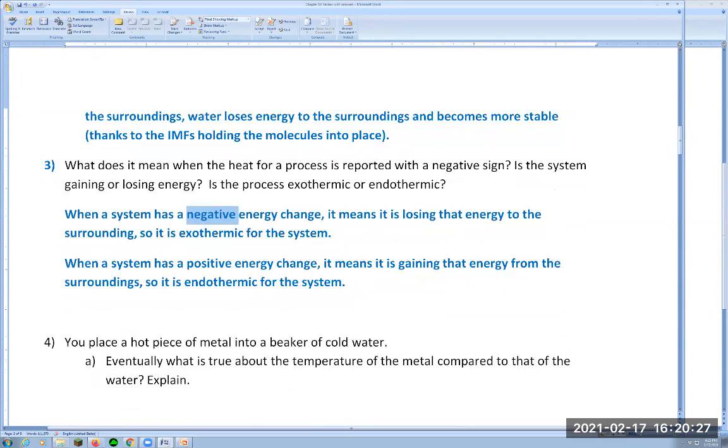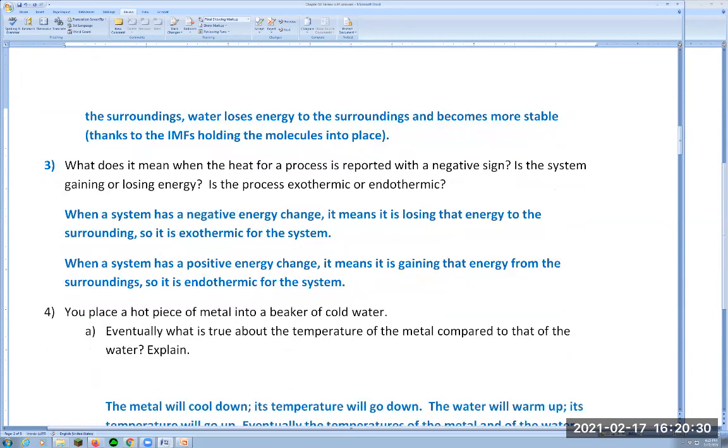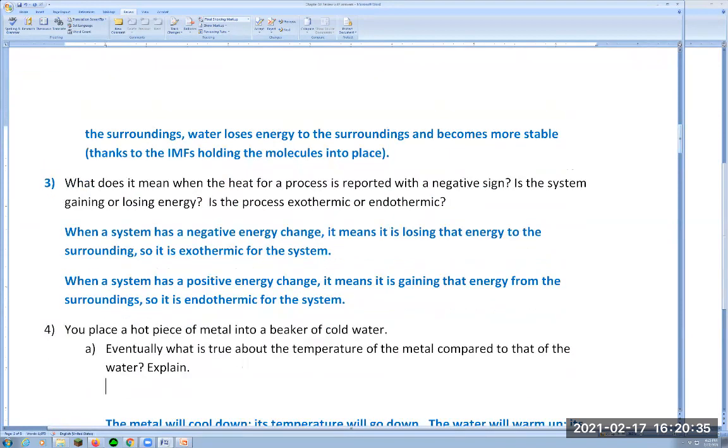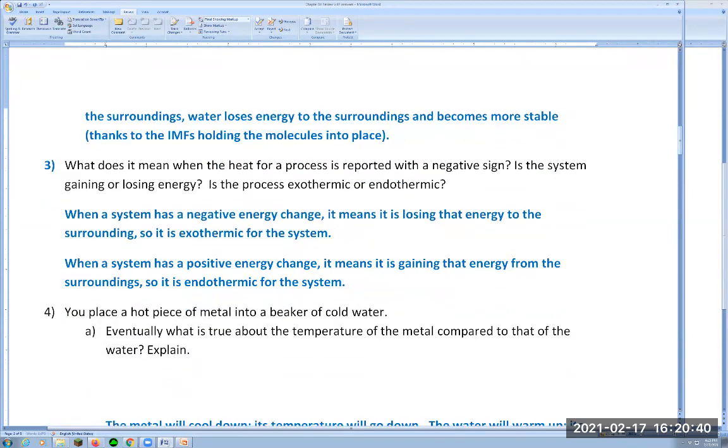So, and then question 4. You place a hot piece of metal into a beaker of cold water. Eventually, what is true about the temperature of the metal compared to that of the water? So imagine you have this cold beaker of water, just a regular glass of cold water. And you have this hot piece of metal, and you drop it in it. And drop it gently, because otherwise you can break your beaker.